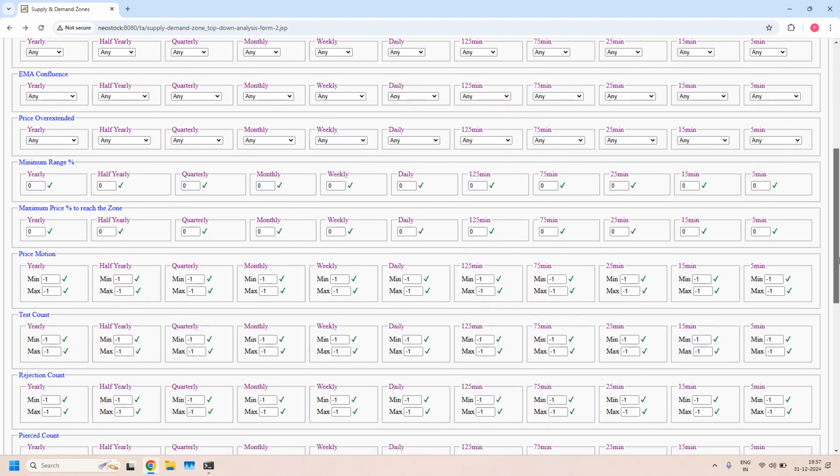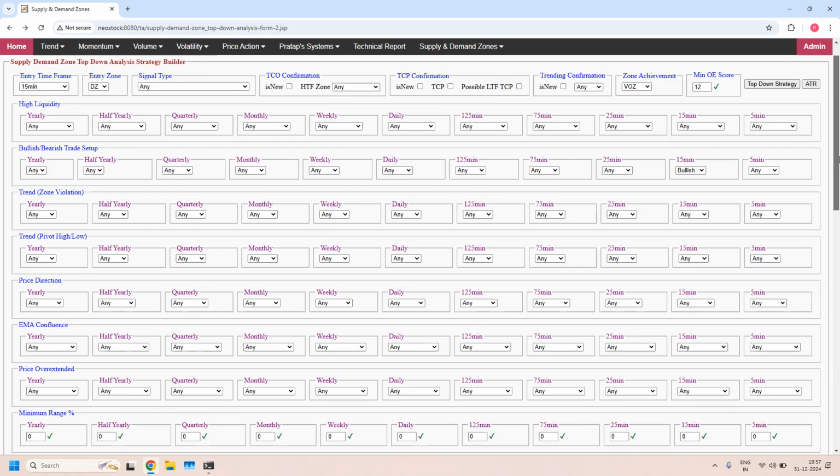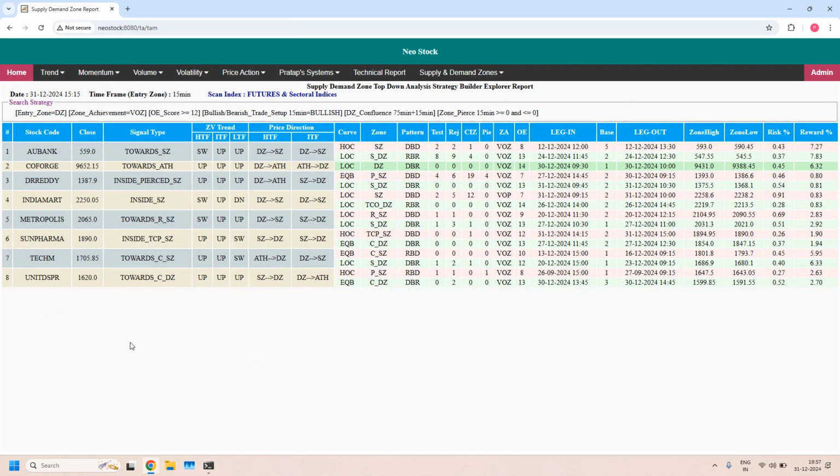That is 15 minutes and 75 minutes demand zone confluence. So I am setting this filter. With this filter, 8 stocks are filtered. That means in all these 8 stocks, these 15 minutes demand zones are part of the 75 minutes demand zone. And 75 minutes trend is up in all these stocks.